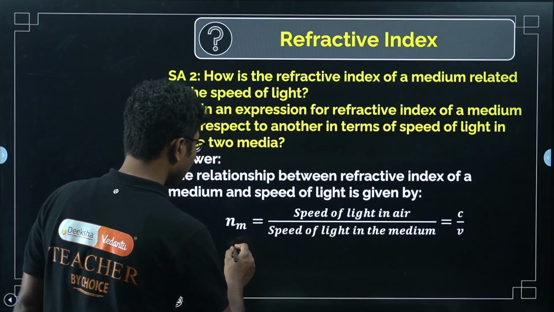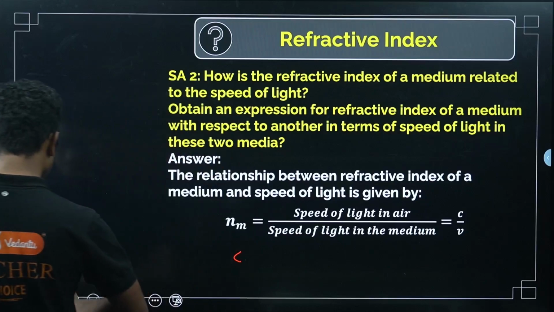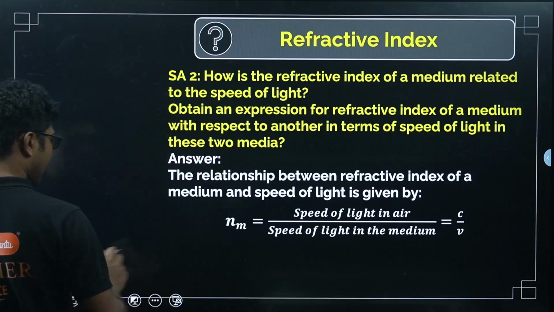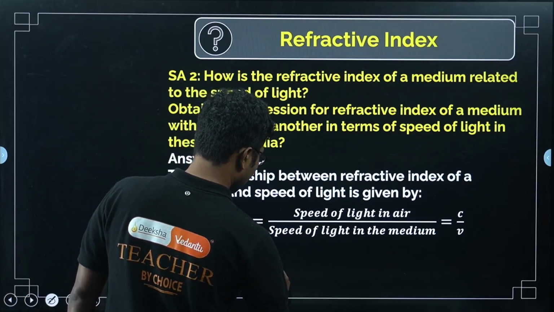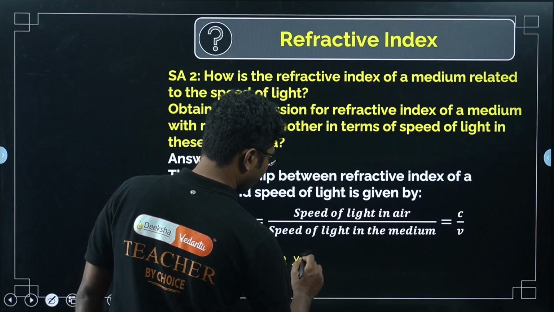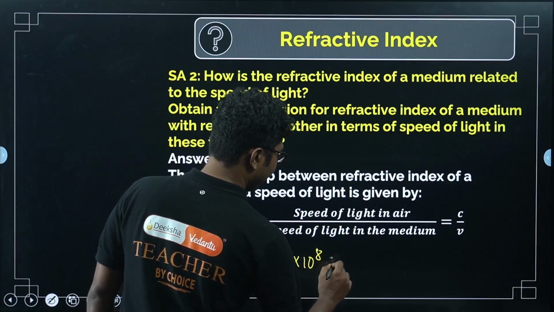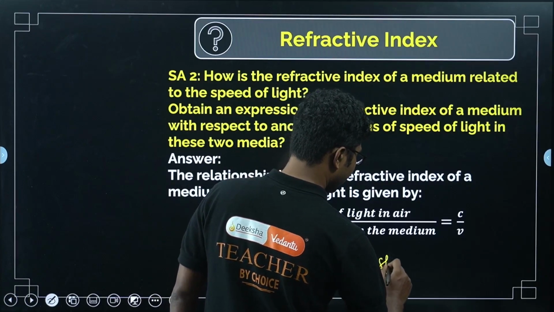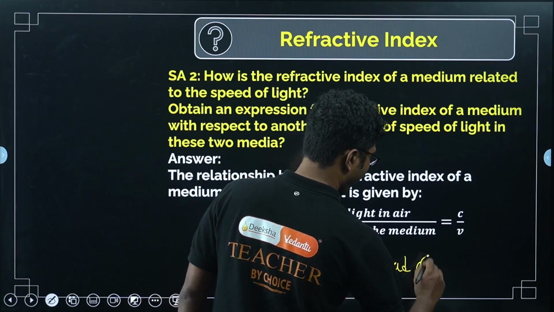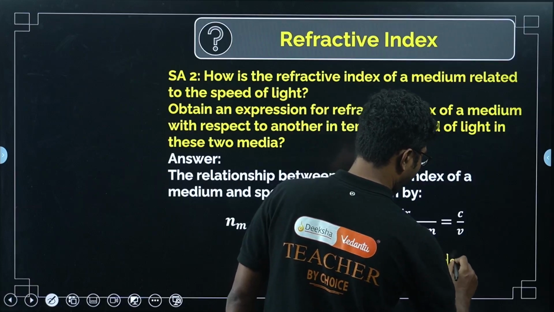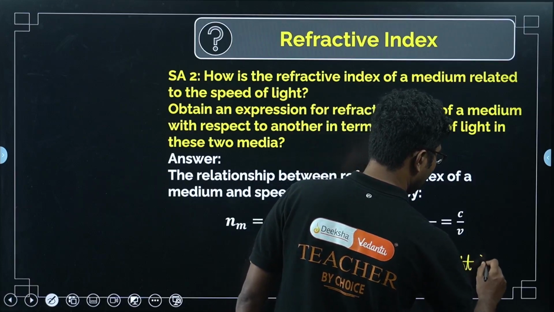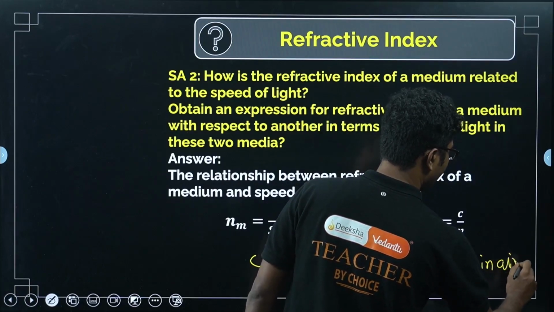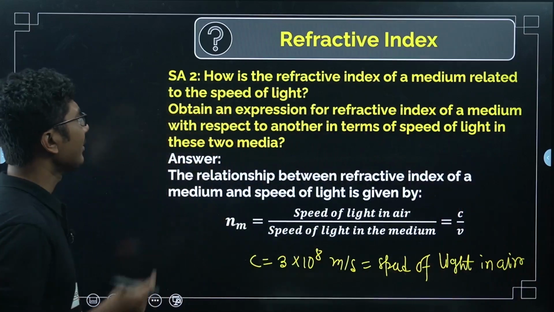What is C? C is the speed of light in air, or vacuum or free space. That is 3 times 10 to the power of 8 meters per second. We know this is a constant, the speed of light in air. We already know that. Now let's move on.